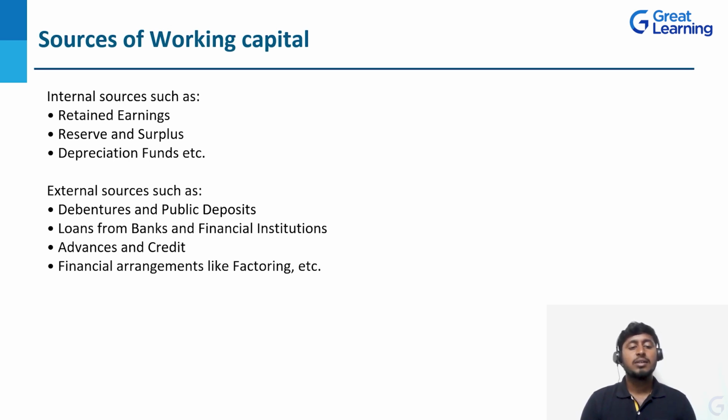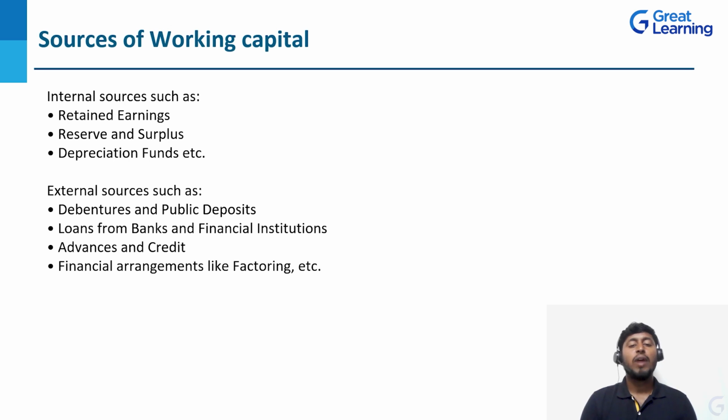Advances and credit. So advances, they are going to take the advances from the customers or from the other stakeholders. They are going to collect the credit from other people like family members or friends or any other person. And the last one, financial arrangements like factoring.